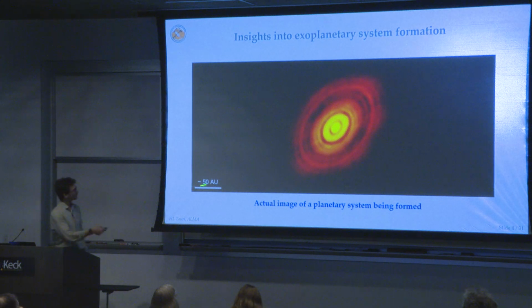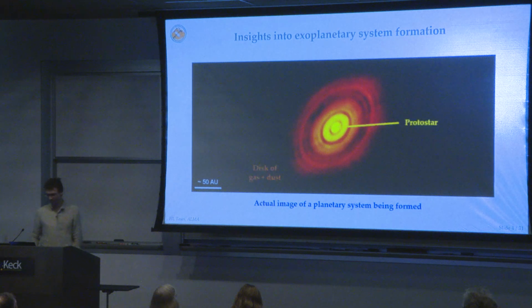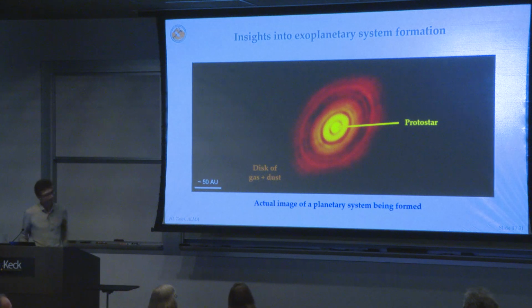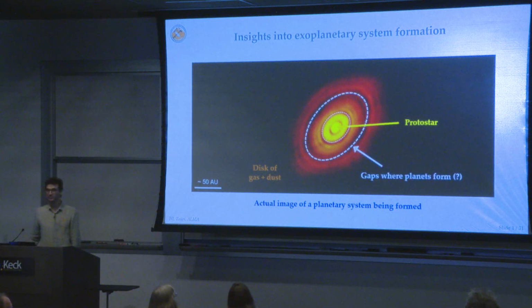What you're looking at, so this is 50 astronomical units here. You have a protostar in the center. You have a disk of gas and dust surrounding it. And what you see are gaps, potentially where planets are forming, but there's a question mark here. And then rings of gas and dust.